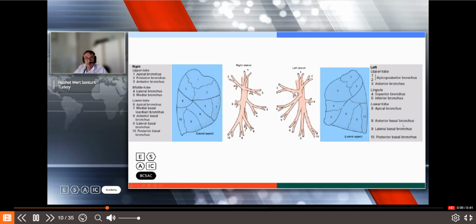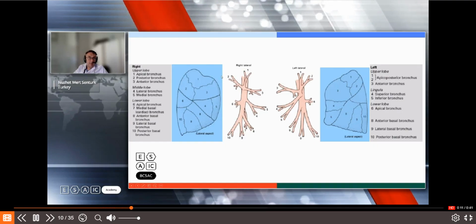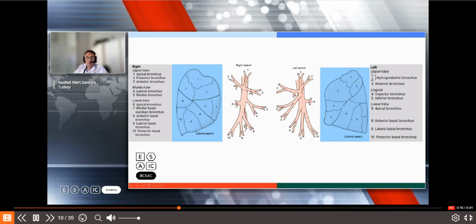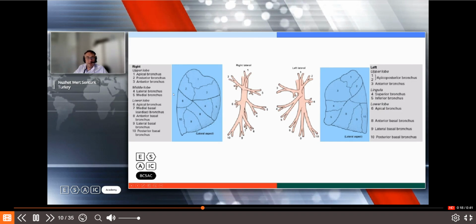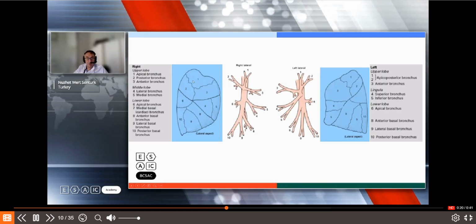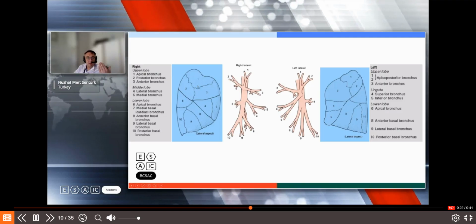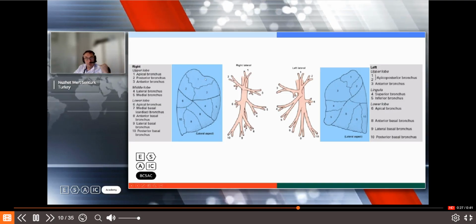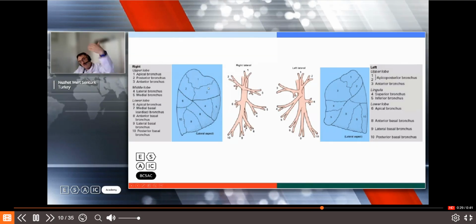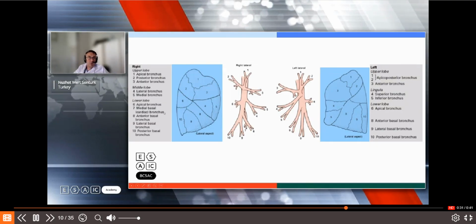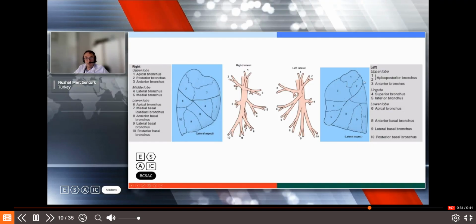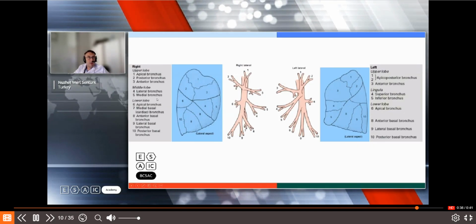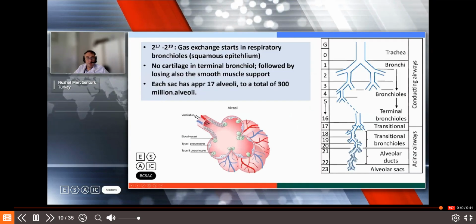But on both sides we have 10 segments that we can see here. We also have to be familiar with the fissures. That means if we have an anterior-posterior view, what we see on the anterior side is usually the segments of the upper lobe. What we see on the inferior side are the segments of the lower lobe. That's because of the oblique structure of the upper and lower lobes.